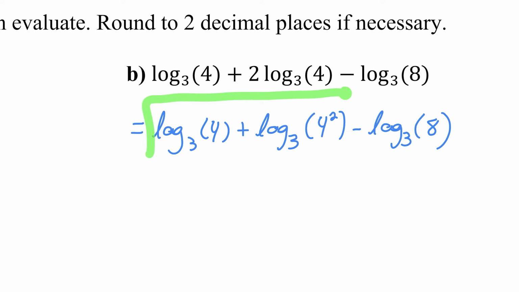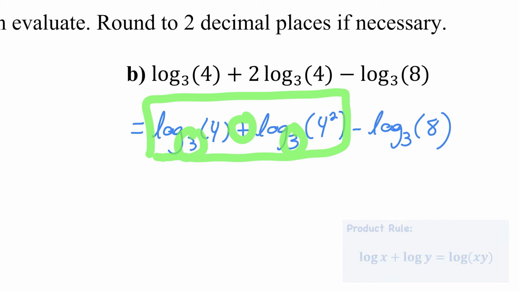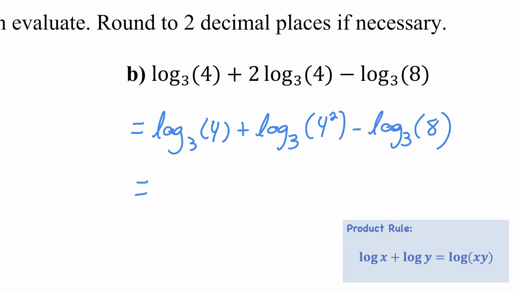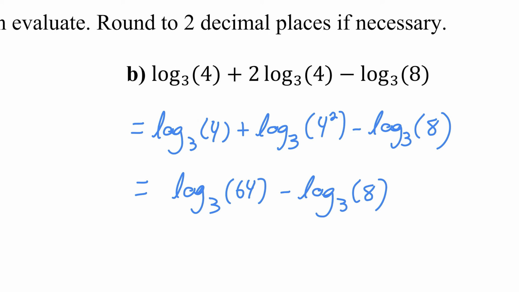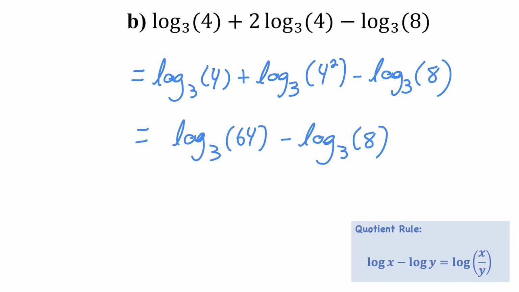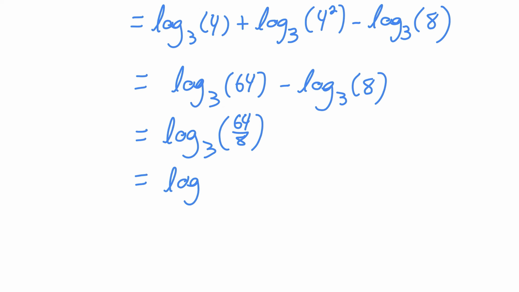The first two logarithms have the same base and are being added. So I can combine those together by keeping the same base and multiplying their arguments. I have 4 times 16. That's 64. And now I have two logs with the same base being subtracted using the quotient rule of logarithms. I can write them as a single logarithm by dividing the arguments. 64 divided by 8. And 64 divided by 8 is, of course, 8.